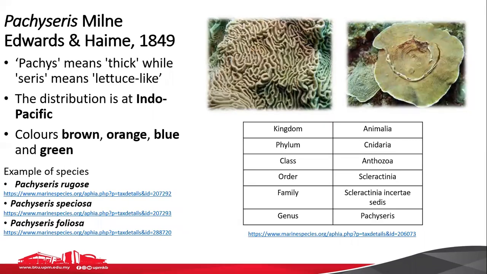Next is Pachyseris. Pachy means thick, while seris means lattice-like. It is widely distributed in the Indo-Pacific and we can find it in brown, orange, blue, and green color. Examples of these species are Pachyseris rugosa, Pachyseris speciosa, Pachyseris foliosa.